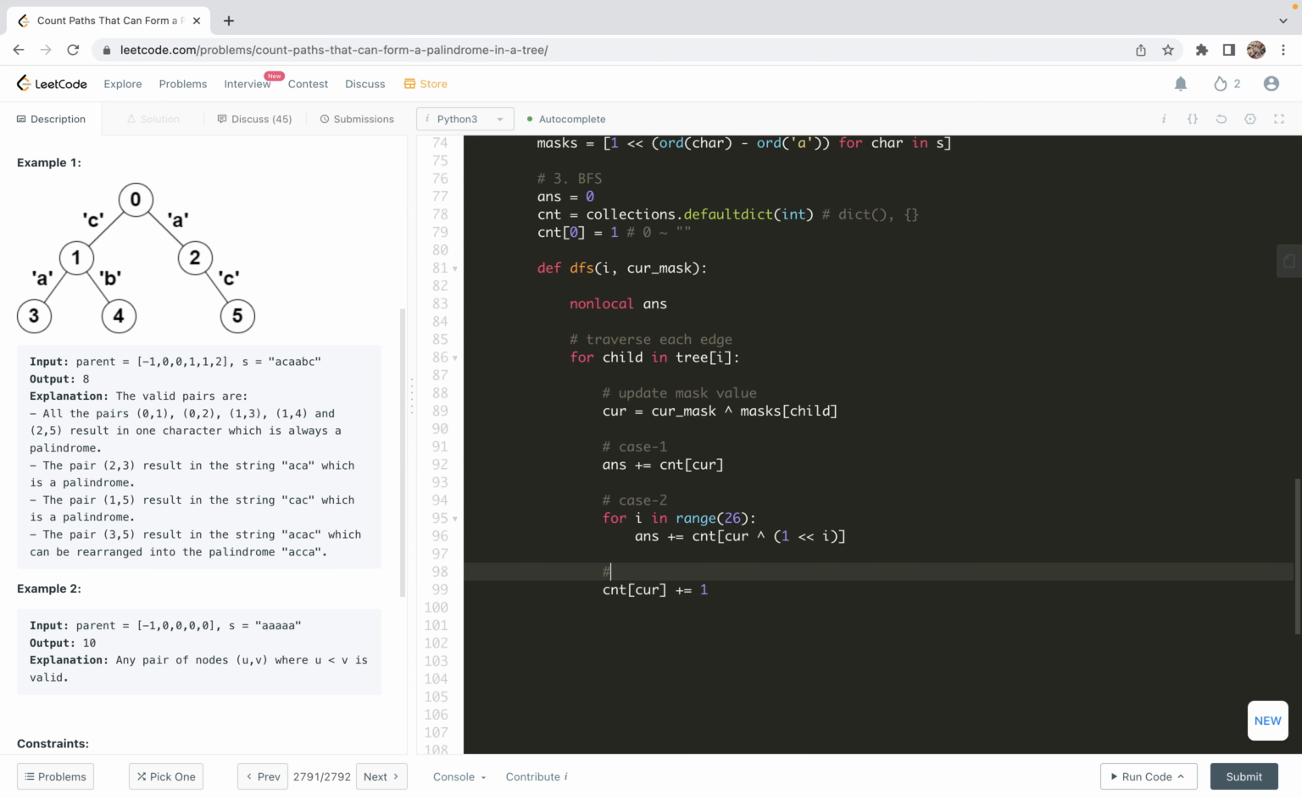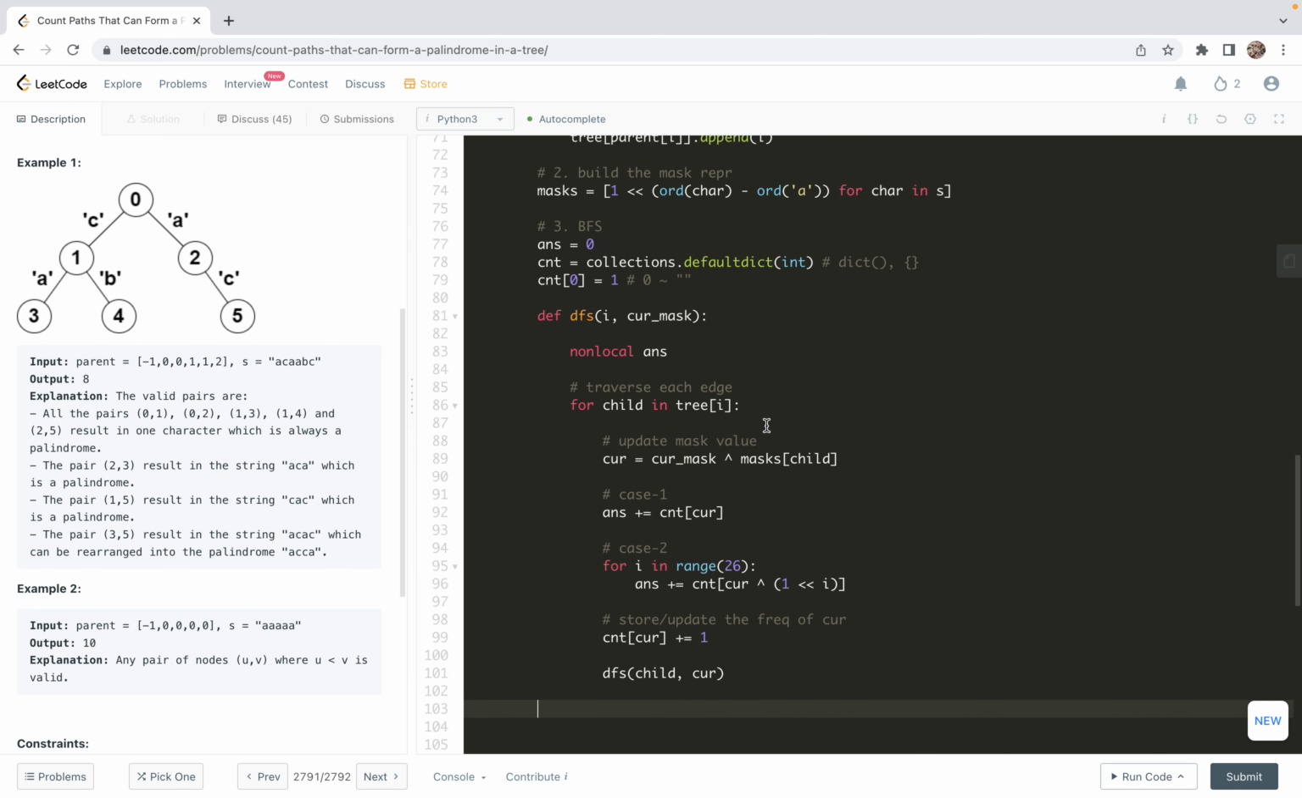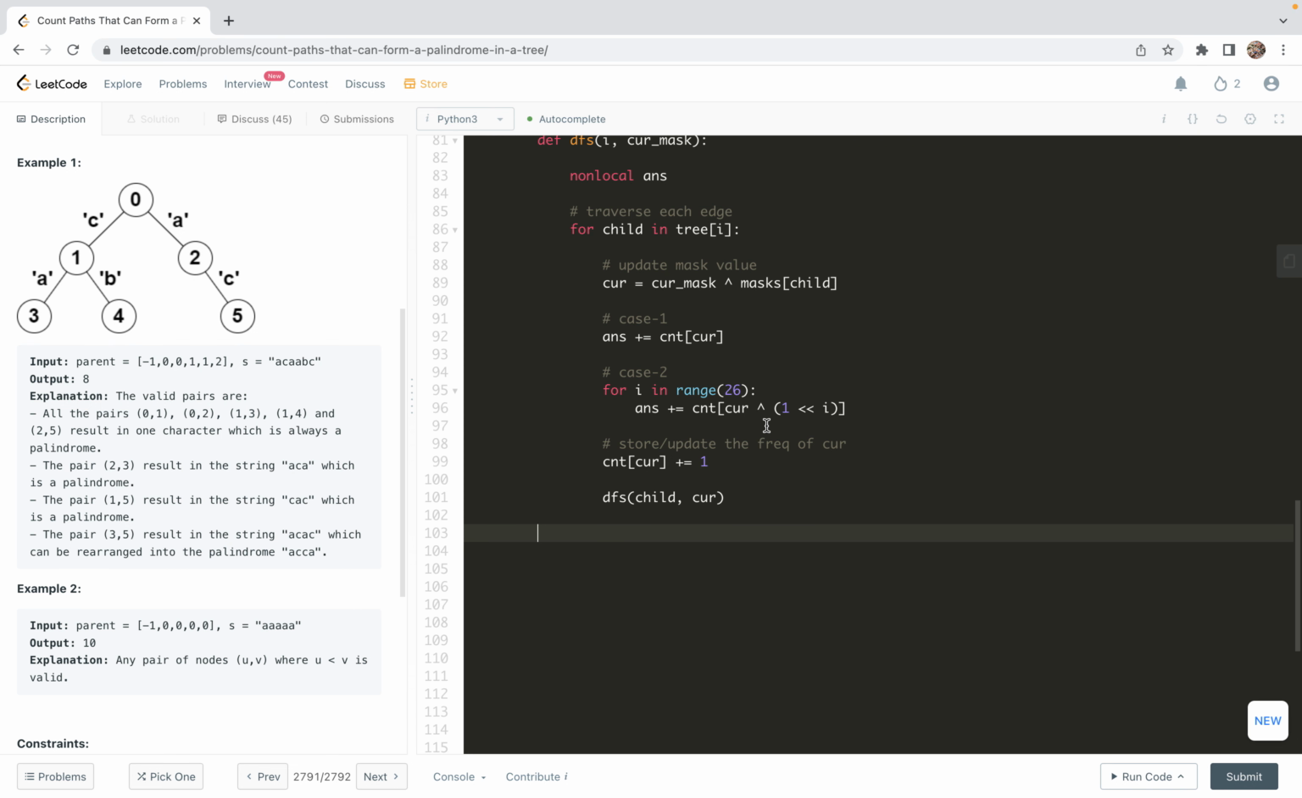So let me make a remark: store or update the frequency of current. This is the mask value, right? And then we do the traversal for this child, right, with current. So this is our major part of the work. So next, basically, we prepare the return.